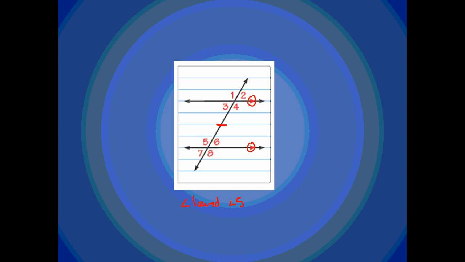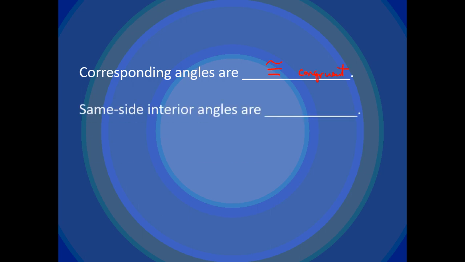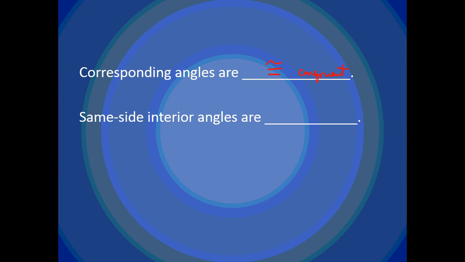Hopefully, by looking at that picture, you can come to the conclusion that all corresponding angles are congruent. All corresponding angles are congruent to each other. As long as the two lines are parallel, then all corresponding angles are congruent to each other.